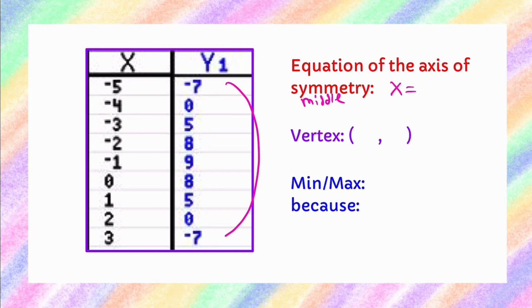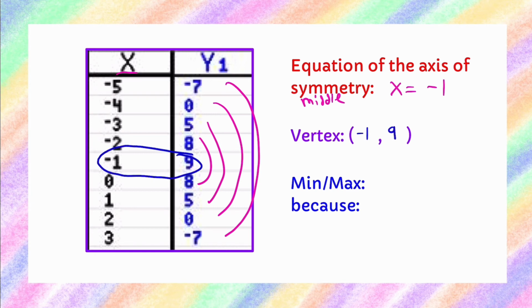Well, that is going to be x equals -1. I do that by finding my middle numbers all the way down to 9, and the x value that goes with that is -1. What would be the vertex for this table? The vertex is -1, 9. 9 is in the middle. Your vertex is your middle point.